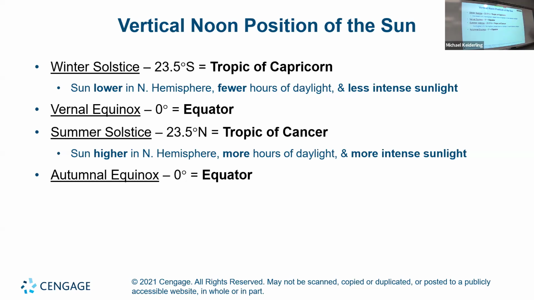The vernal equinox is at 0 degrees. The sun is over the equator. That's spring. The summer solstice, 23.5 degrees north. The sun is over 23.5 degrees north. That's the furthest north it goes. The sun is higher in the northern hemisphere. You have more hours of daylight and more direct and more intense sunlight because of that. And at the autumnal equinox, the sun is once again over the equator. At the equinoxes, you have equal length day and night. At the solstices, you have the longest and shortest days of the year.